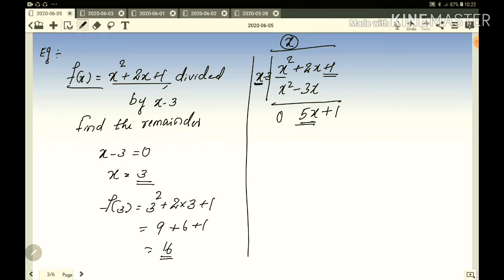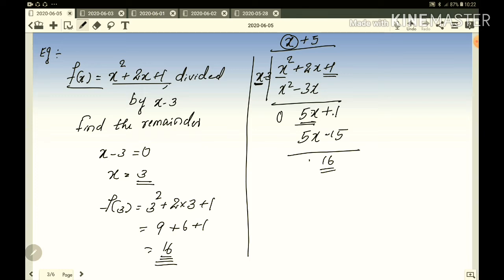That is 5, you all know that one. 5 times x is 5x. Then 5 times minus 3 is going to be minus 15. Then subtract it. So 5x minus 5x is going to be 0. Then plus 1 minus minus 15 is going to be 1 plus 15. That is 16. See? But you don't need to do it like this. This is quite easy. So we got the remainder here. This is the remainder theorem.